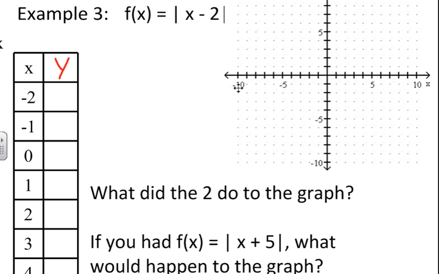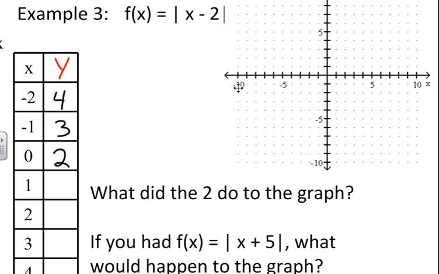So this is y here. So let's see what happens. When we put the value of x as 0, y is 2. When we put the value of negative 1, y is 3. Negative 2 is 4. And then go in the opposite way.